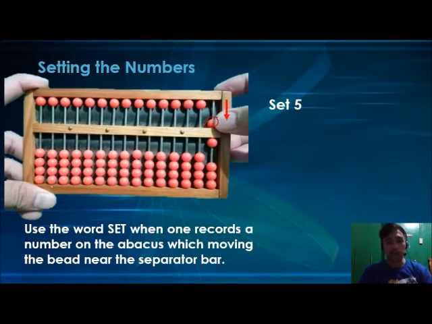near the separator bar. Then, another example, set 1. So you look for number 1. This is 1. Then slide upward near the separator bar. You should say set 1. So again, example, set 5, then set 1 is equal to 6.